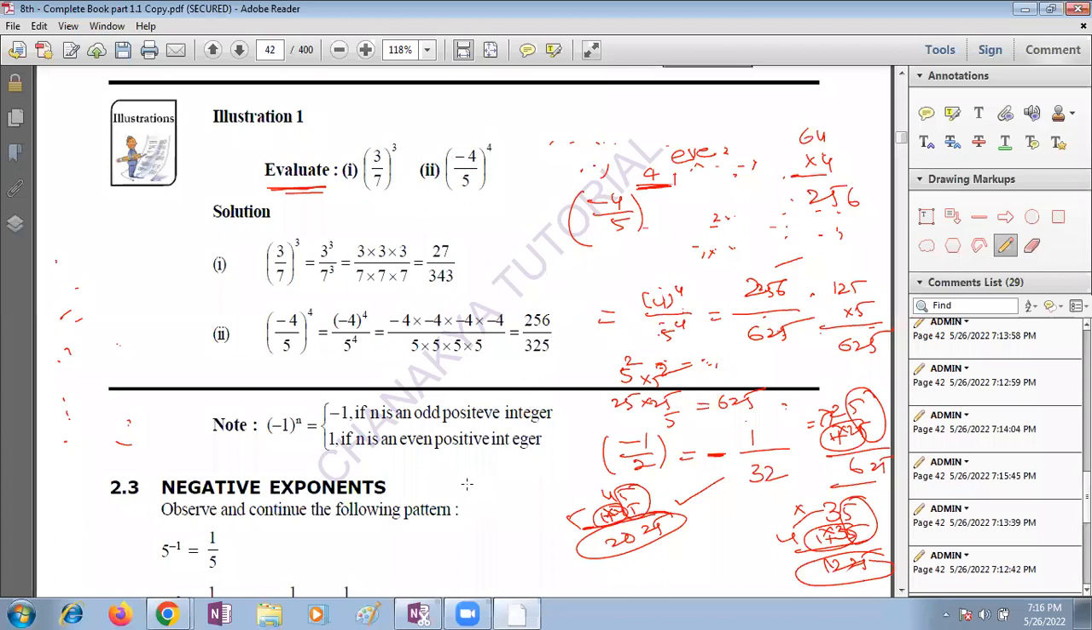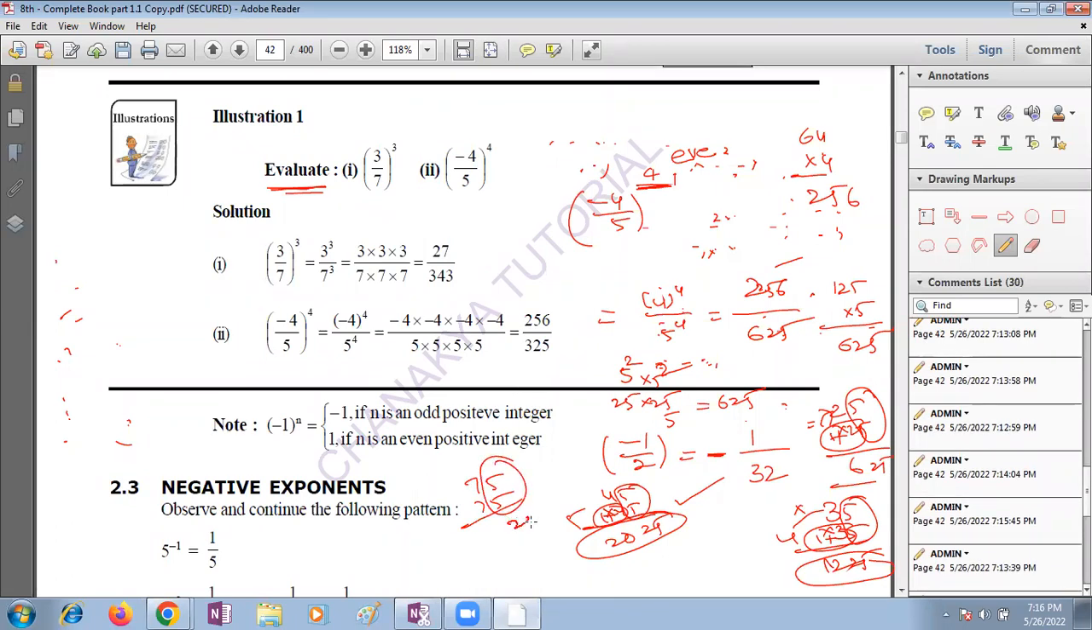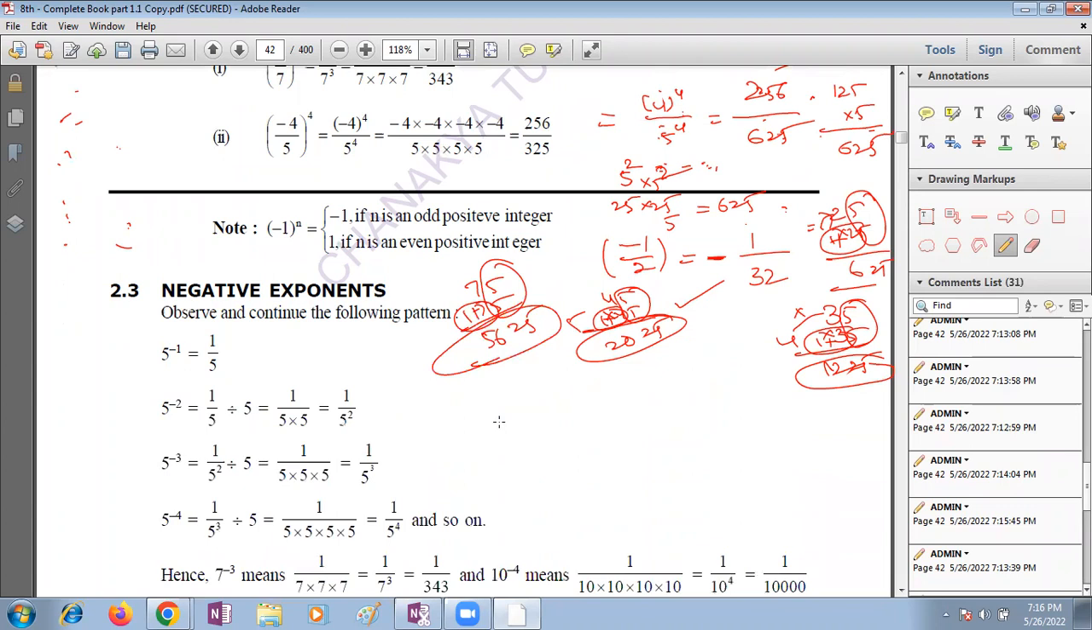Suppose I want 75 square. 75 into 75, same technique. 5 5s are 25. 7 plus 1 is 8. 8 7s are 56. So 5625. Like that, you can go with this type of numbers ending with 5.